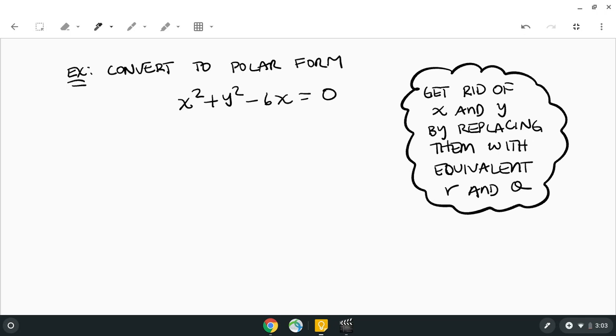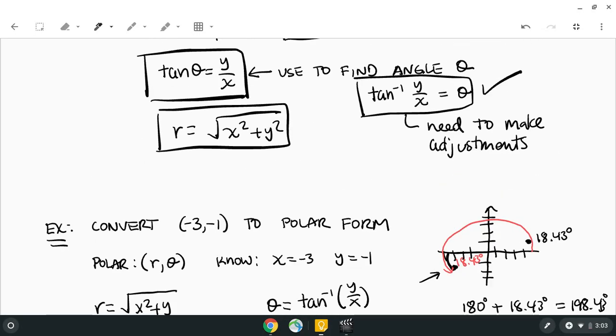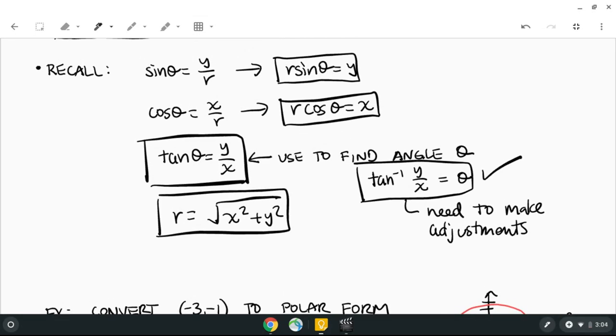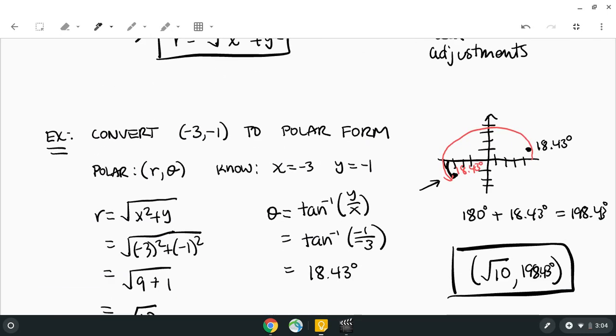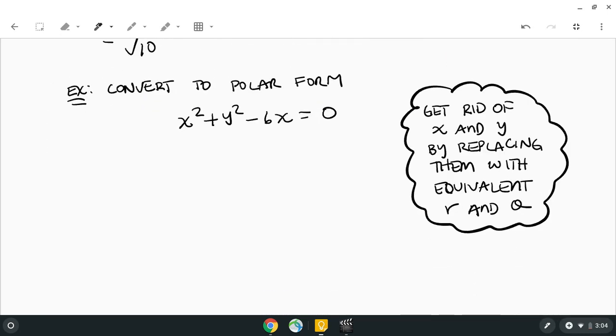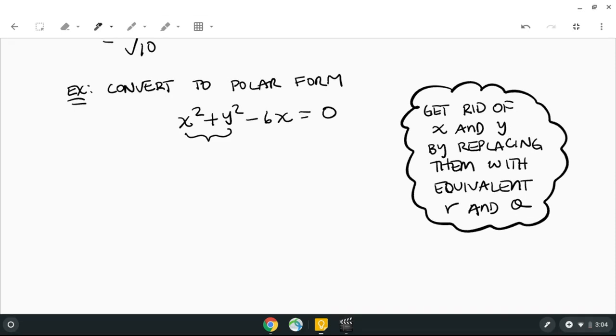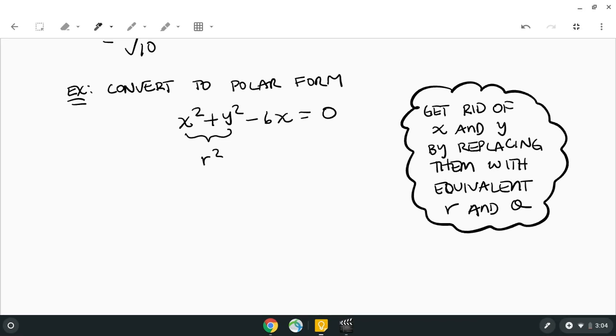So let's go back to our equations at the beginning here. X squared plus y squared, we see that right here. If we square both sides, x squared plus y squared would equal r squared. So then we could replace these guys with r squared. That takes care of those x's and y's. But now I've got to take care of that lone x.